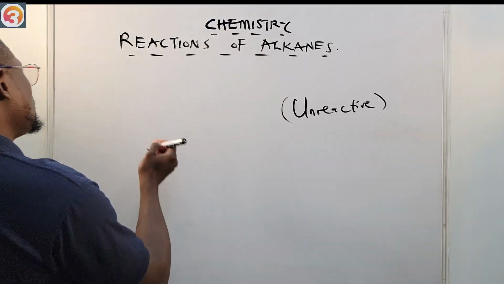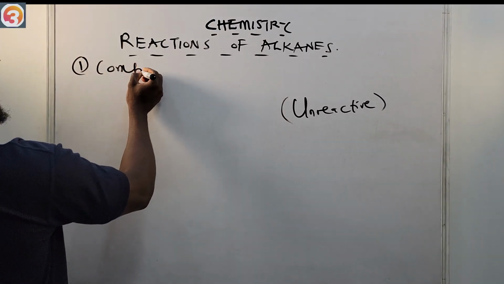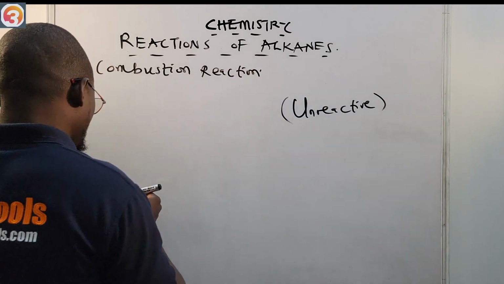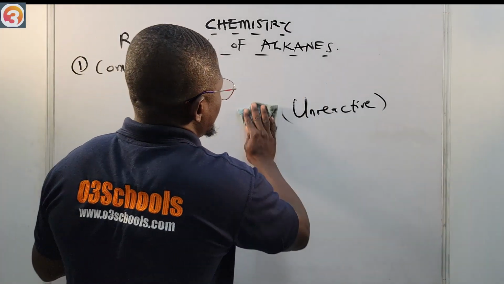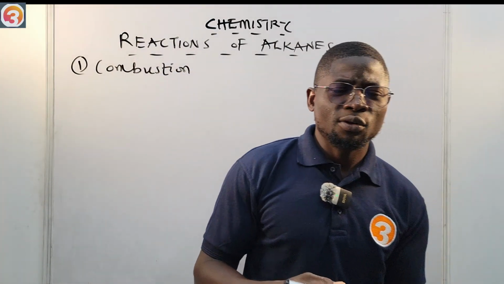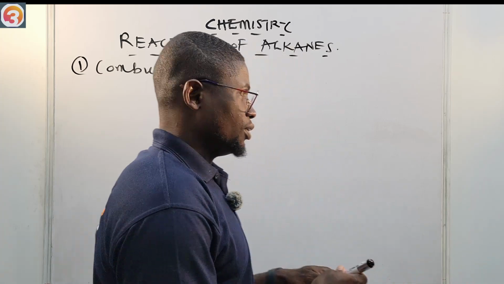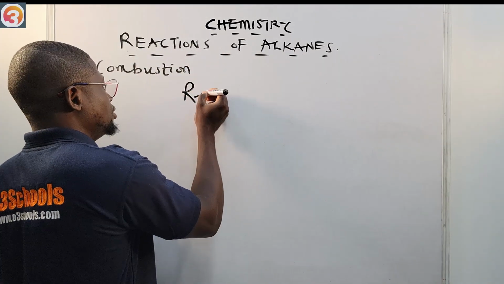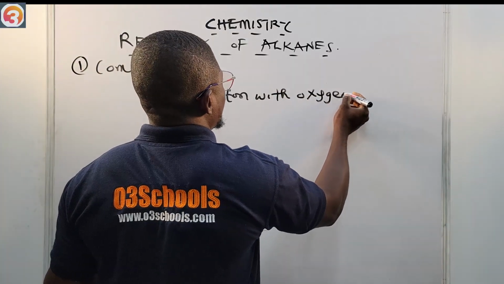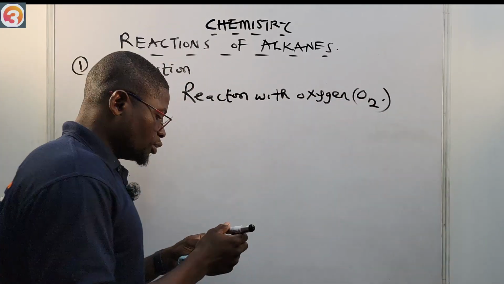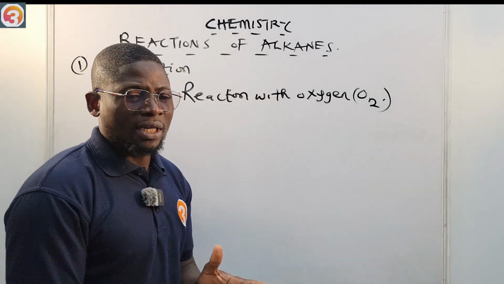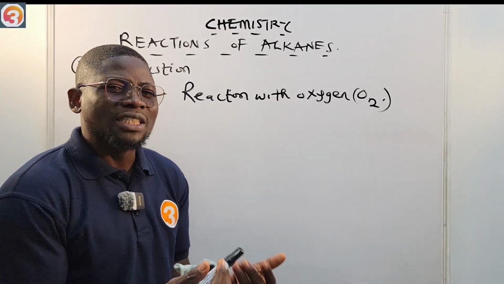Number one is combustion reaction, or just say combustion. Alkanes undergo combustion, they burn. Combustion is a reaction with oxygen, that is O2. So alkanes undergo this reaction called combustion. They react with oxygen, they burn, and that is why we use them as fuels.